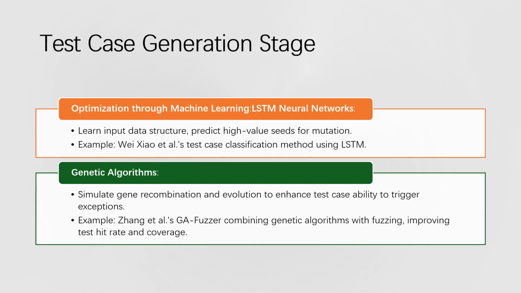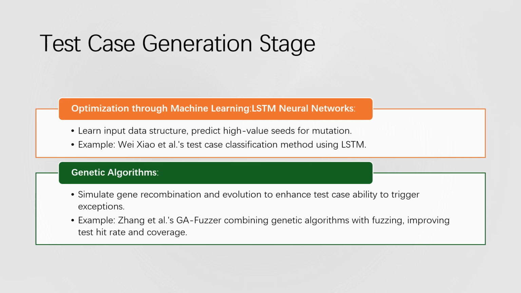Test generation stage. The test generation stage is where machine learning has a significant impact. Machine learning algorithms can optimize seed selection, guide mutation strategies, and facilitate generation of high-quality test cases. For example, a long short-term memory (LSTM) neural network can be used to learn the structure of input data and predict high-value seeds for mutation. We propose a test case classification method based on an LSTM neural network, where the test cases are passed through the LSTM and a linear layer to obtain the probability of the input belonging to a certain class.